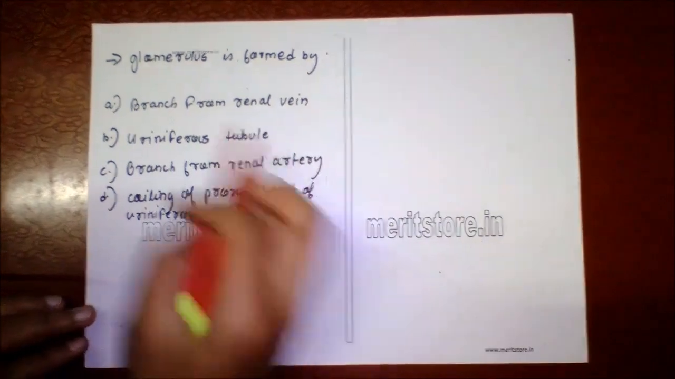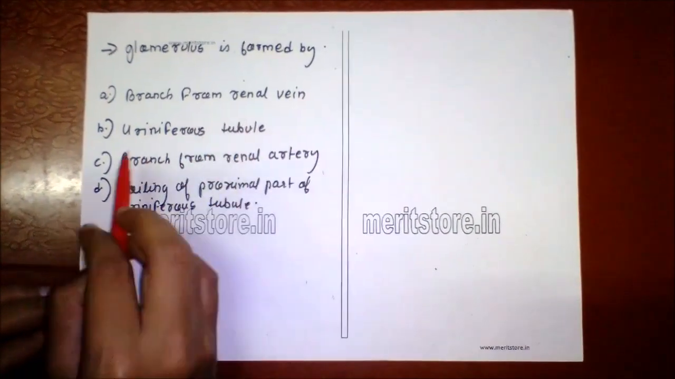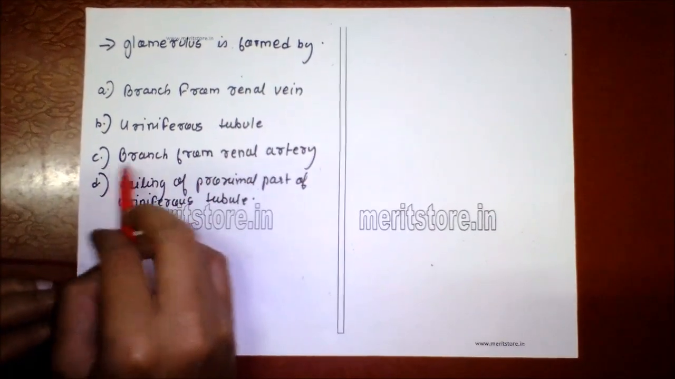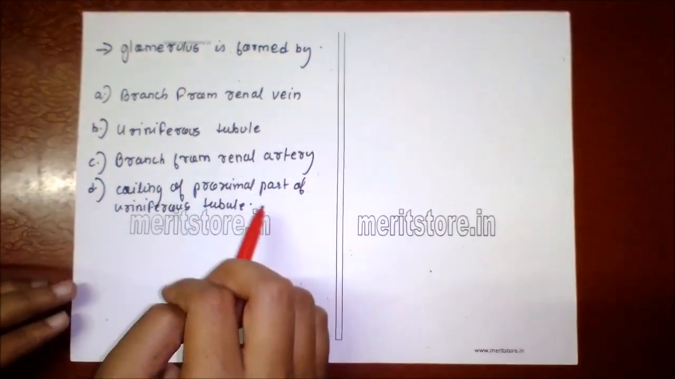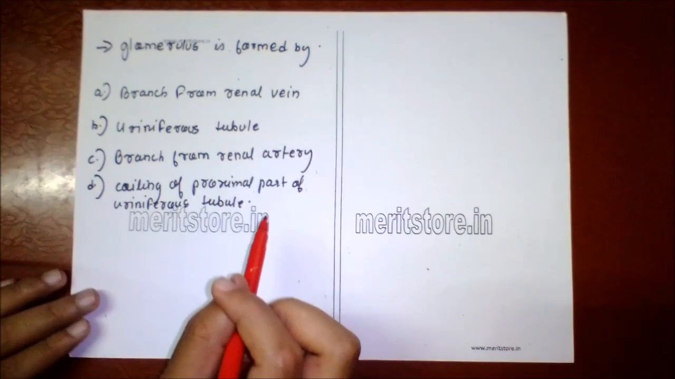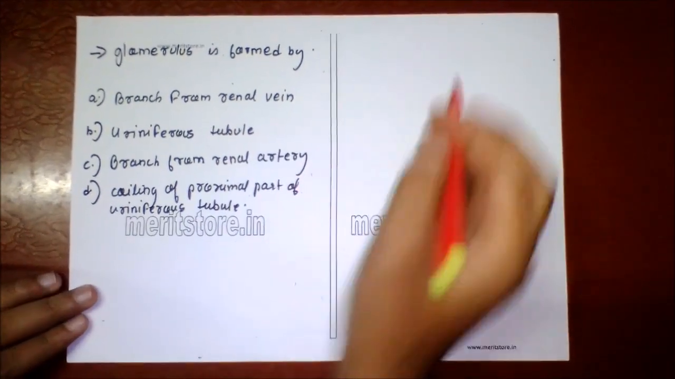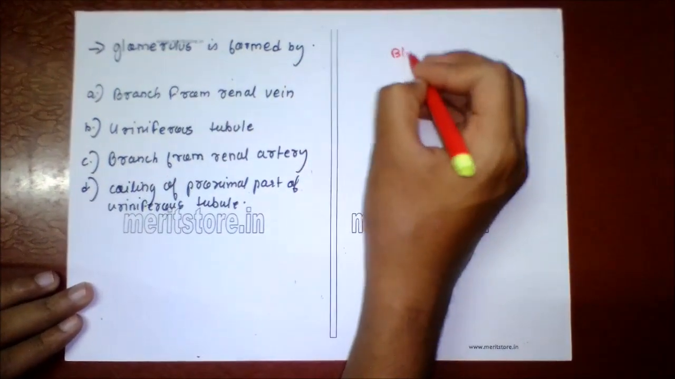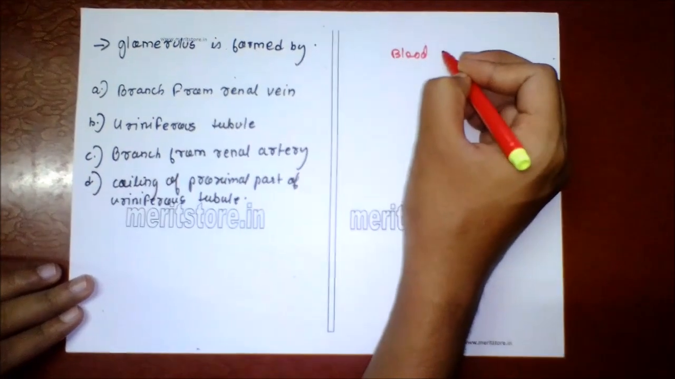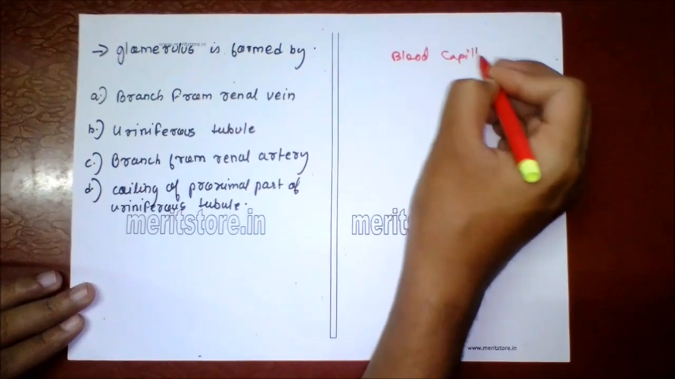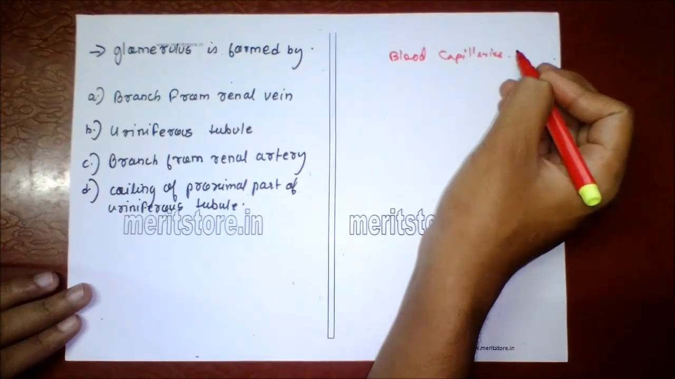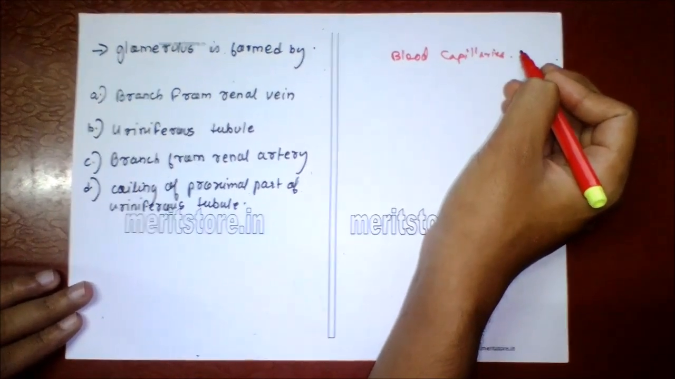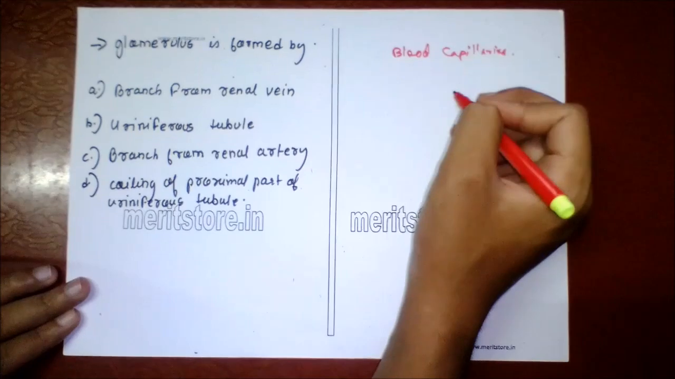Glomerulus is formed by A. branch from renal vein, B. uniferous tubules, C. branch from renal artery, D. coiling of proximal part of uniferous tubules. So each nephron or uniferous tubule contains a network of blood capillaries, or tuft of blood capillaries. The glomerulus is connected with an afferent arteriole on one side and an efferent arteriole on the other side.